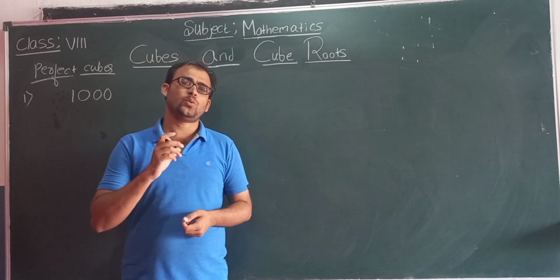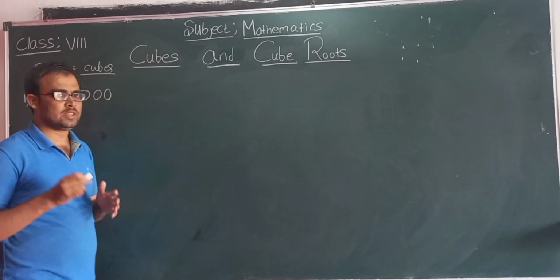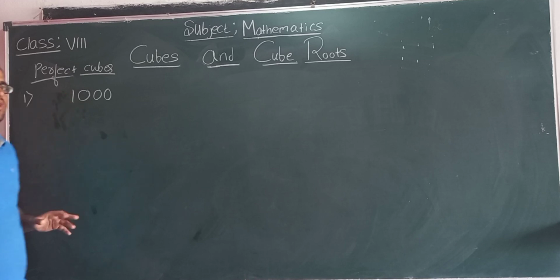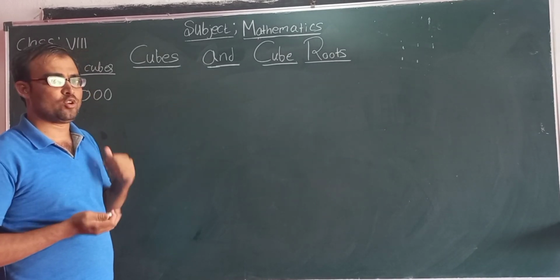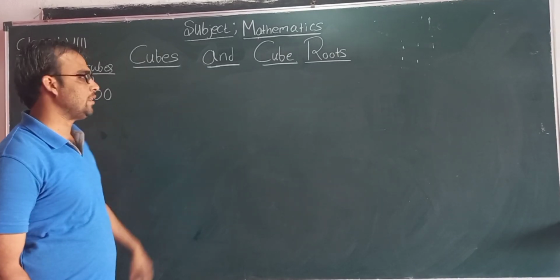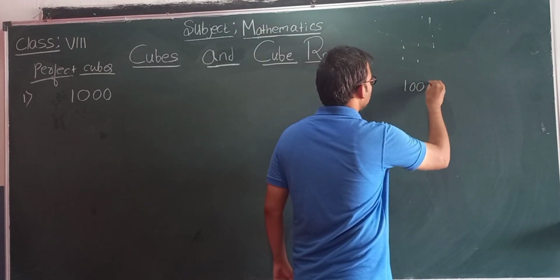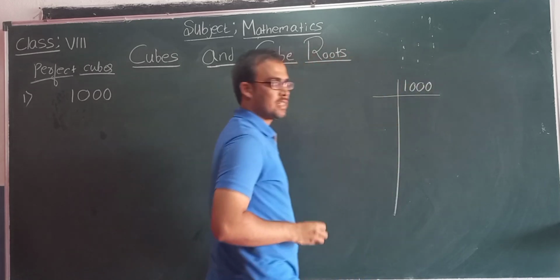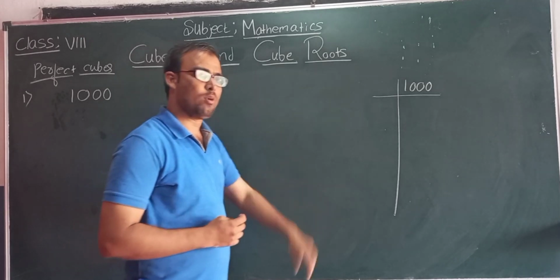Suppose you are given a number and they ask whether the number they have given is a perfect cube or not. Now we'll see how to find whether the given number is a perfect cube or not. So how to find that? Here we need to factorize the given number to identify whether it is a perfect cube or not.